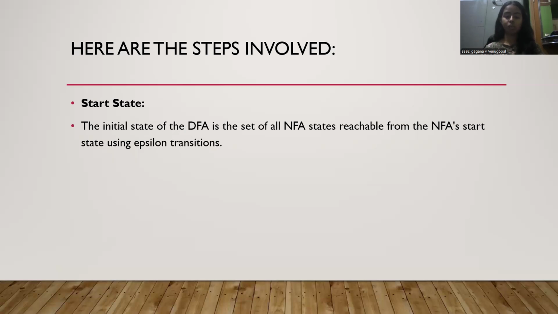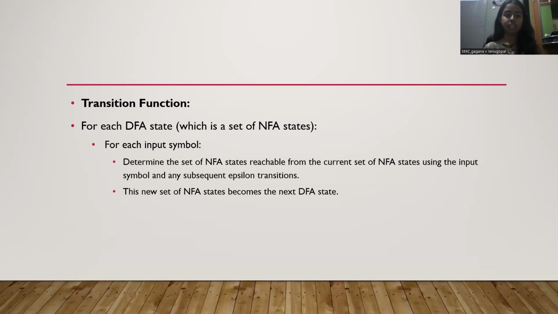The initial state of the DFA is the set of reachable states from the NFA start state. And then we build the transition function. For each DFA state, for each input symbol, determine the set of NFA states reachable from the current set of NFA states using the input symbol and any subsequent epsilon transitions. This new set of NFA states becomes the next DFA state.